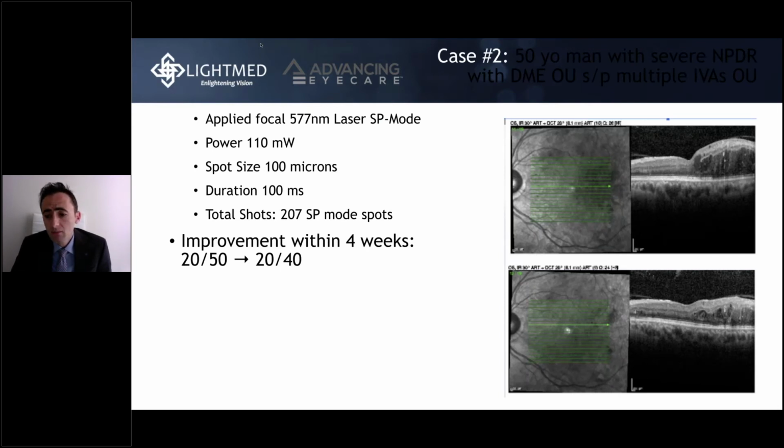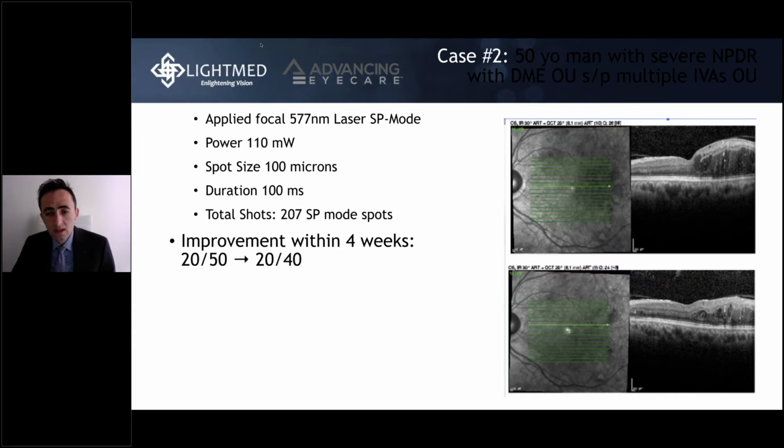So in this patient, I applied the focal laser using the 577 nanometer laser SP-Mode microsecond technology, where I use the power of 110 milliwatts with a spot size of 100 microns, a duration of 100 milliseconds, and the total shots that we used were 207 shots of SP-Mode, where we use the microsecond technology 5%, which means when you apply the pedal, the laser is on only 5% of the treatment cycle.